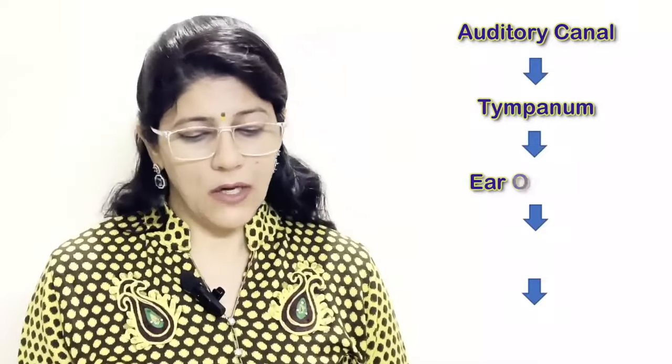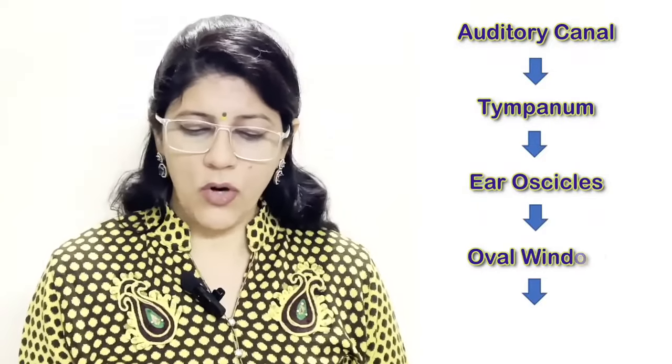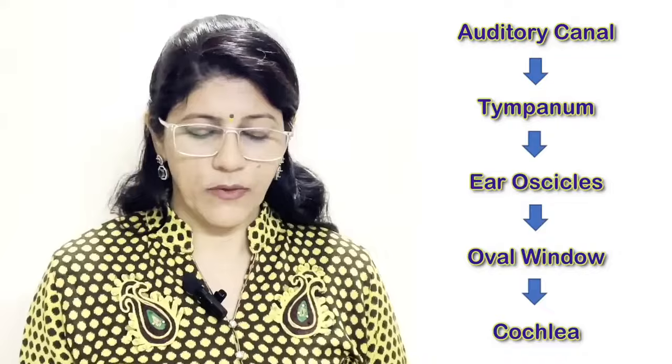Next, oval window, tympanum, cochlea, auditory canal, ear ossicles. So starting with auditory canal, tympanum, ear ossicles, oval window, then cochlea.